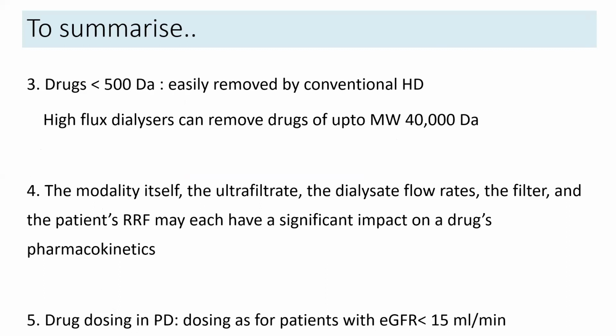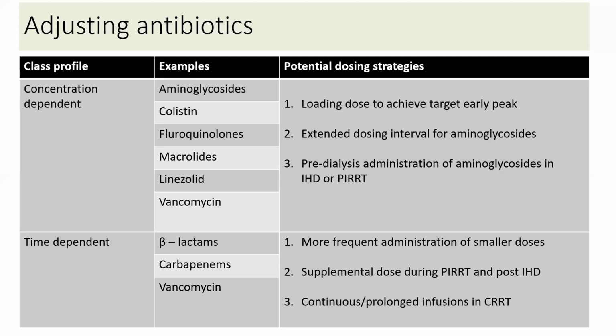Small molecular weight drugs can be easily removed by conventional HD, while high flux dialyzers can remove drugs up to a molecular weight of 40,000 Daltons. The type of modality, the ultrafiltration rate, the dialysis flow rate, the type of filter, high flux or low flux, and the patient's residual renal function all have to be taken into account while drug dosing in these children. For drug dosing in PD, the adjustment should be as per a child with GFR less than 15 ml per minute. This is in short summarizing the classes of antibiotics and their potential dosing strategies, which can be used depending upon the time profile which they have.